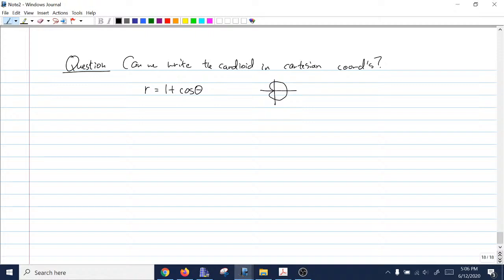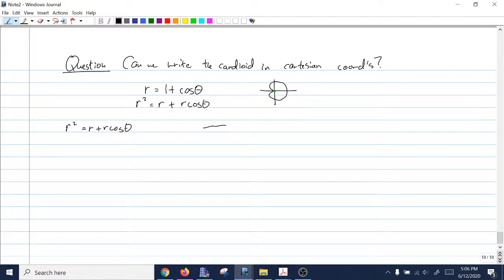Just a second ago we saw that converting cosine theta into Cartesian is a pain. I'd rather multiply both sides by r. If I multiply both sides by r, I should be a little bit suspicious. Have I introduced the extraneous solution r equals 0? R equals 0 is just one point, the origin, which is already on the cardioid, so I'm not adding anything here. I get r squared equals r plus r cosine theta.